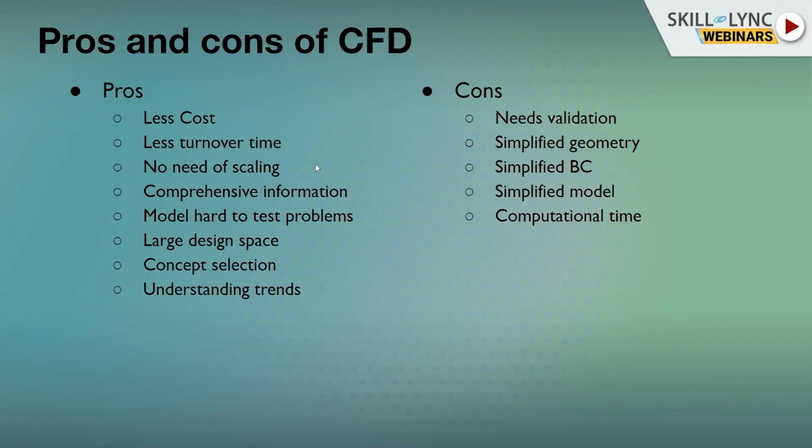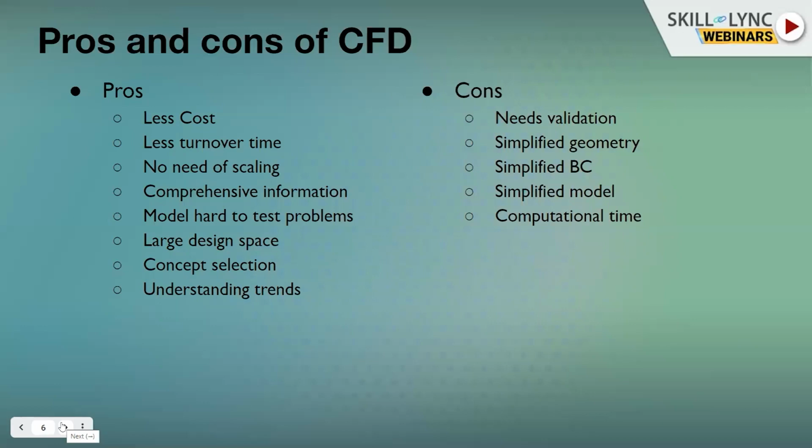And the simplified boundary condition is the other one. So we cannot simulate the exact real physical boundary conditions. Sometimes we don't know those boundary conditions. Sometimes it's very difficult to model that one. So we have to do some approximation there and understand its impact.